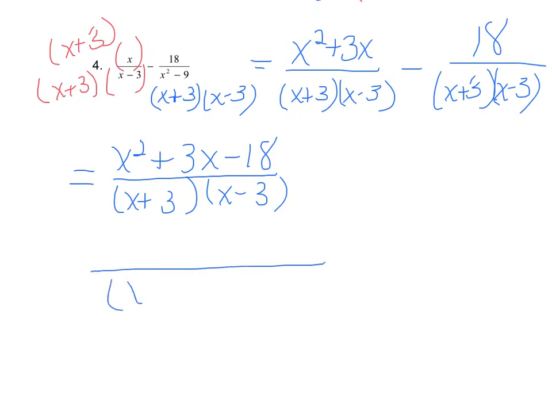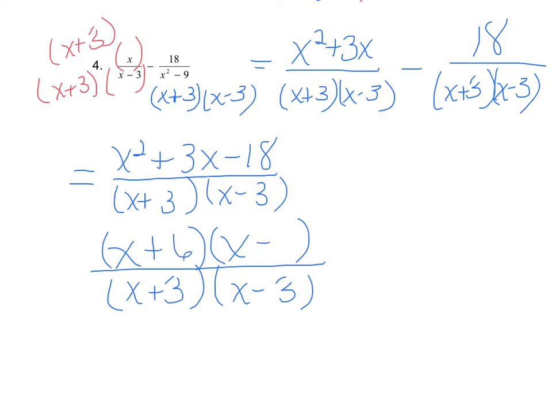I can't factor the denominator because it is already factored for me. But let's take a look at the numerator. Factors of a negative 18 that will give me a positive 3 are plus 6 and a minus 3. So I can cancel an x minus 3 for an x minus 3, and my final answer will be x plus 6 over x plus 3.